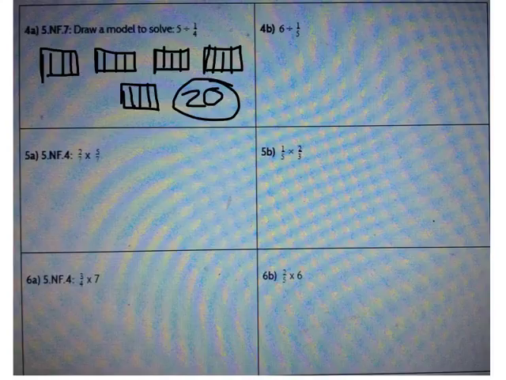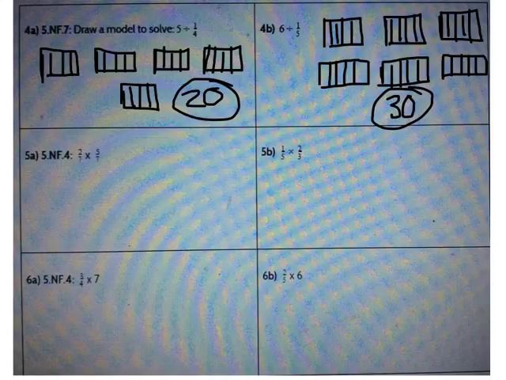Now you try one. What's 6 divided by 1/5? Draw a model on your paper and enter your answer in the box. 6 divided by 1/5 is 30. There are 30 1/5 inside of 6. I start my model with 6 holes and cut each into 5 pieces.